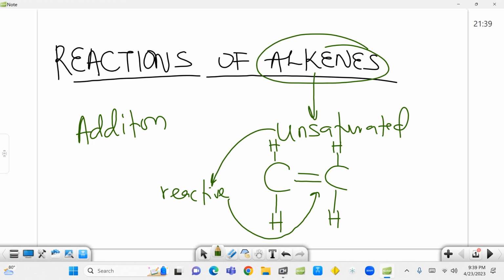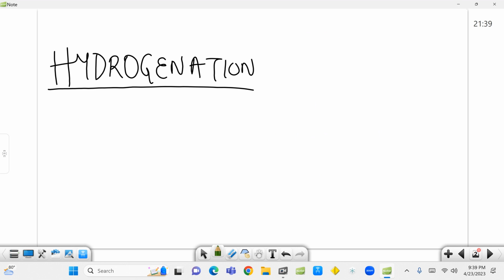Addition reaction involves the direct inclusion of a new substance into the unsaturated alkene to make it become more saturated, or at least to a degree of saturation. Okay, so addition reaction is about making an unsaturated substance become saturated. We'll take a few examples of these reactions of alkenes. The first we're looking at is hydrogenation.